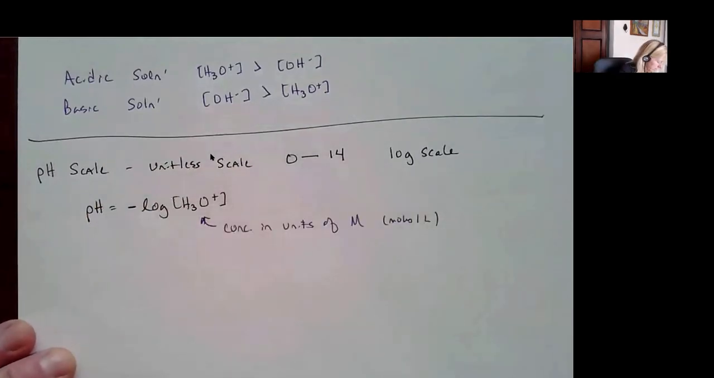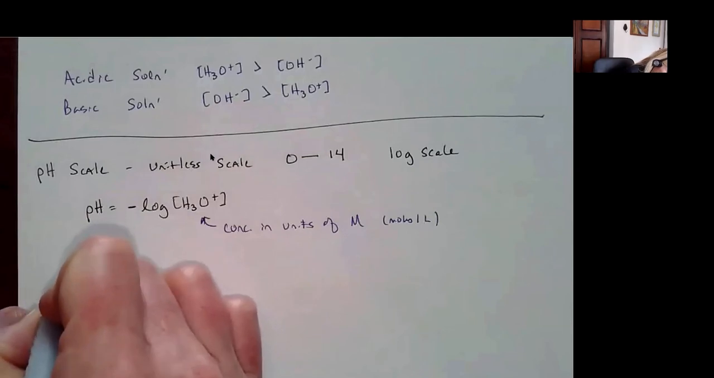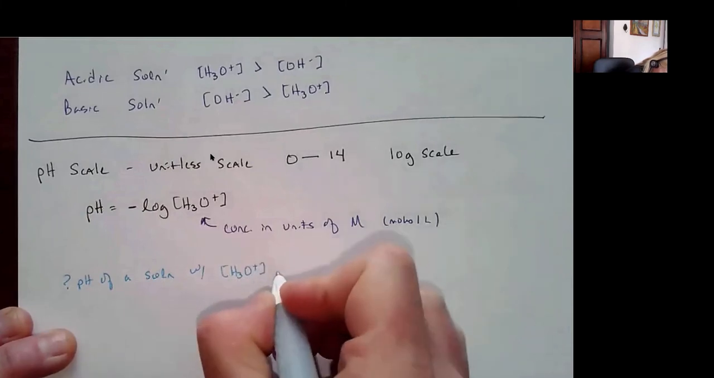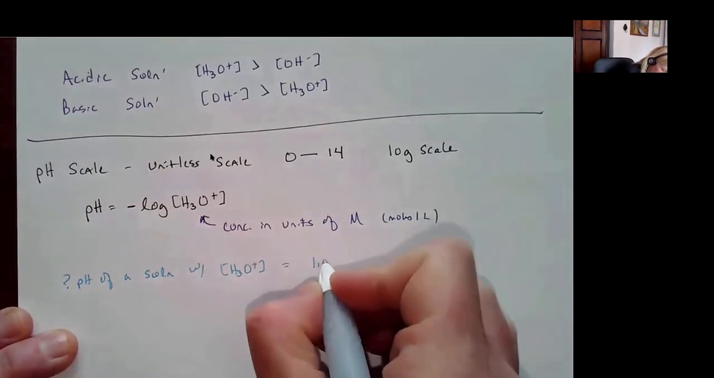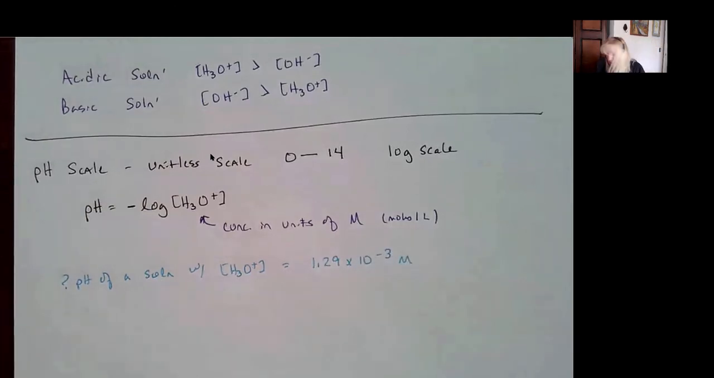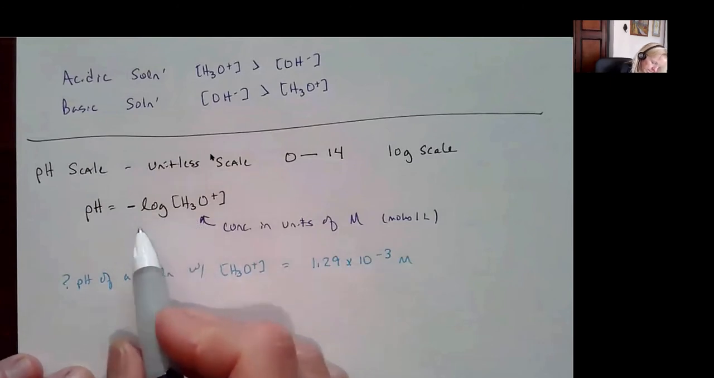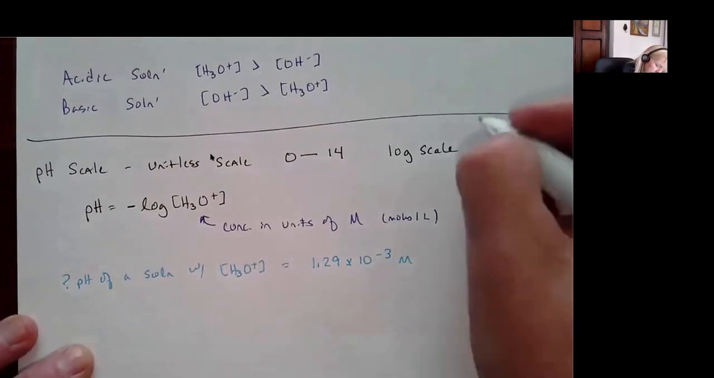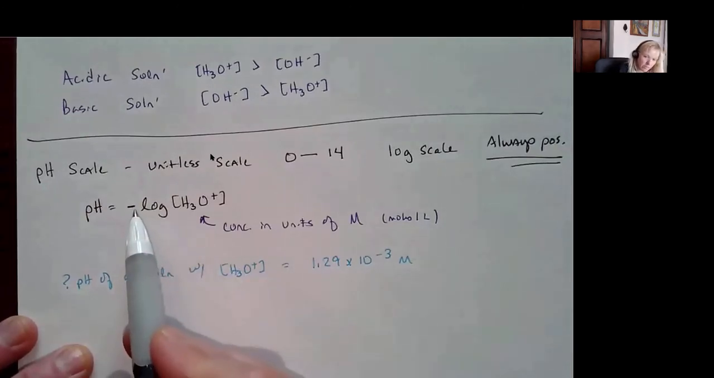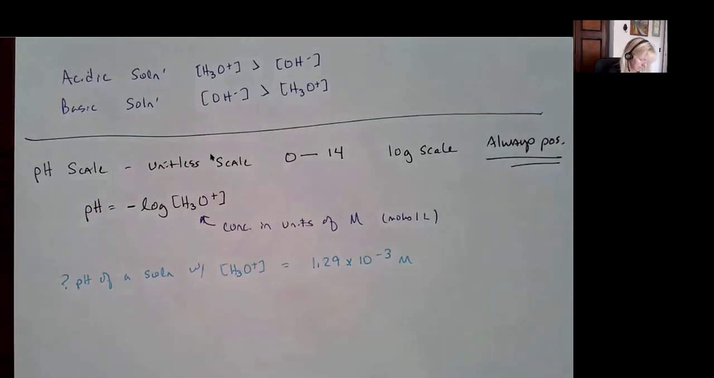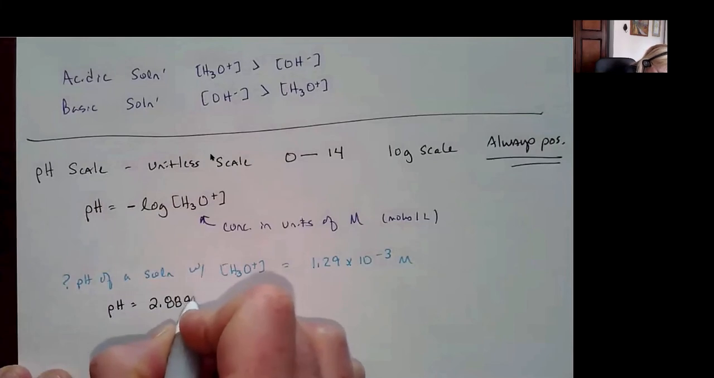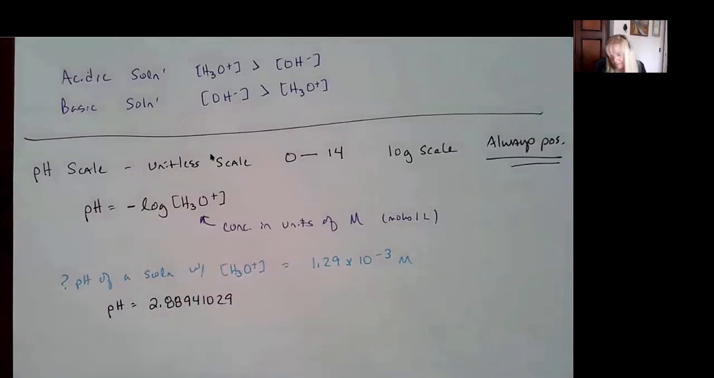Let's say my problem is I want to find my pH. So what is the pH of a solution with an H3O+ concentration equal to 1.29 times 10 to the minus third molarity? What I'm going to do is plug that into this equation and take the negative log of that. Your pH is always going to be positive. When you take the log of this, you're going to get a negative value. You're going to take the negative of a negative value. That's going to give you your pH. That's going to give me a pH equal to 2.88941029. That's what's on my calculator screen.